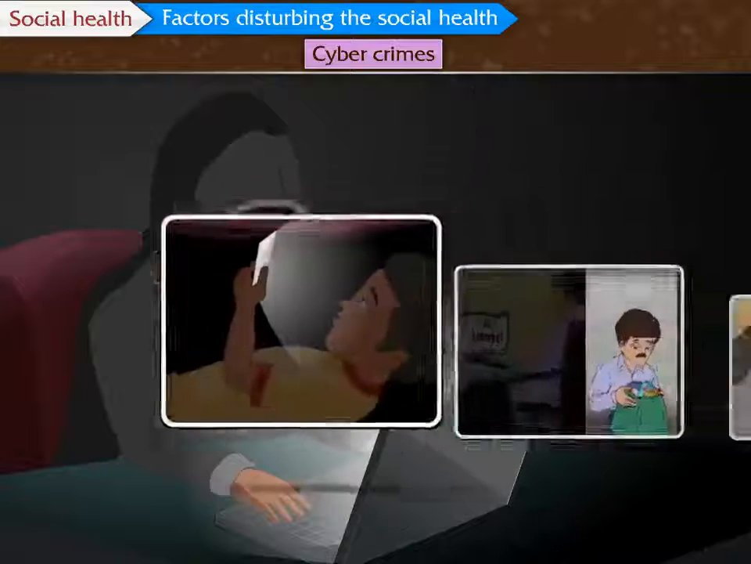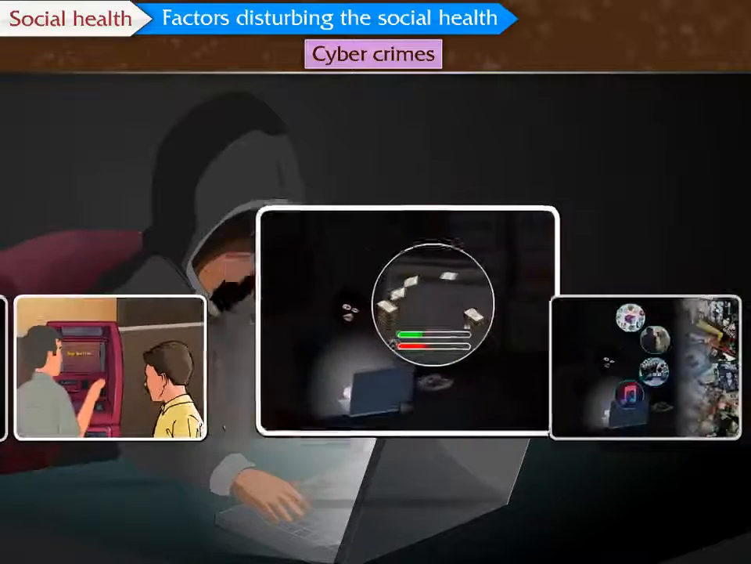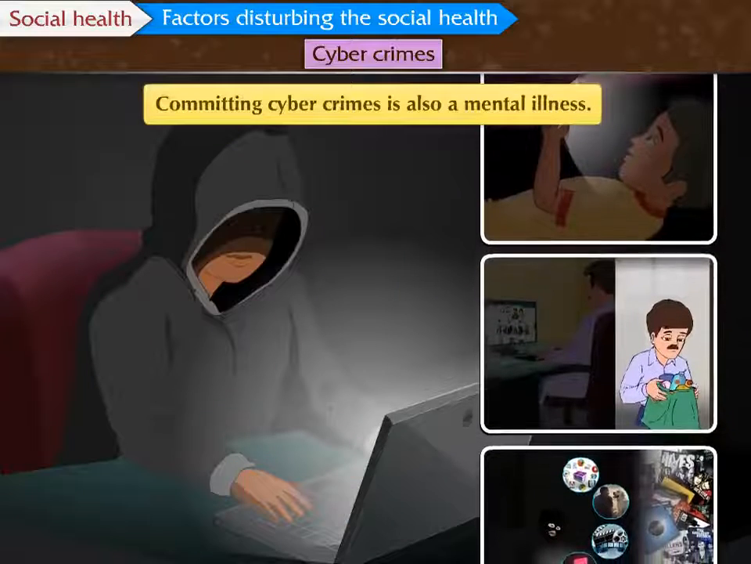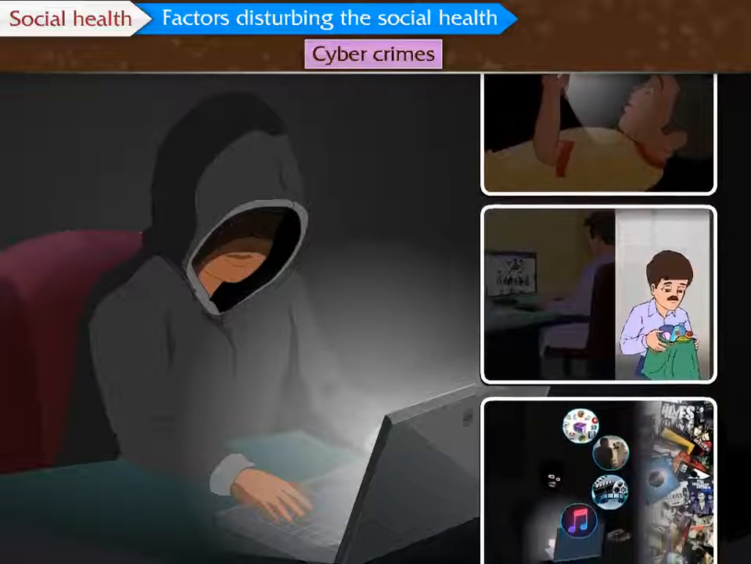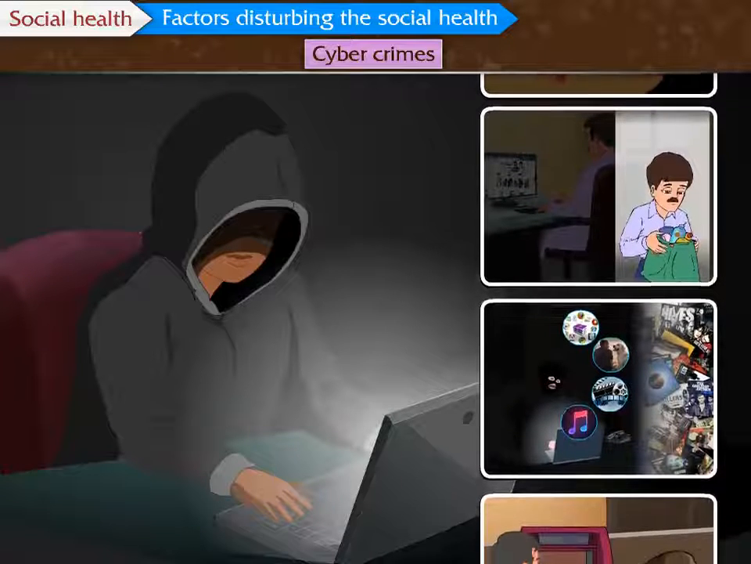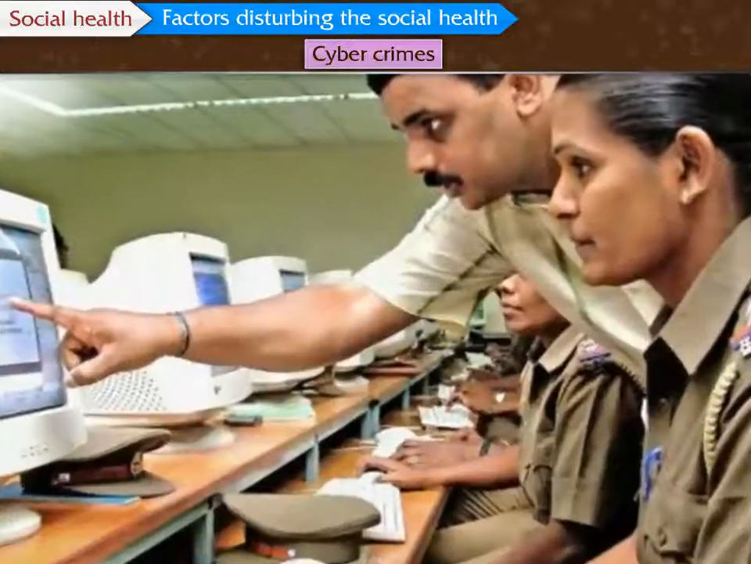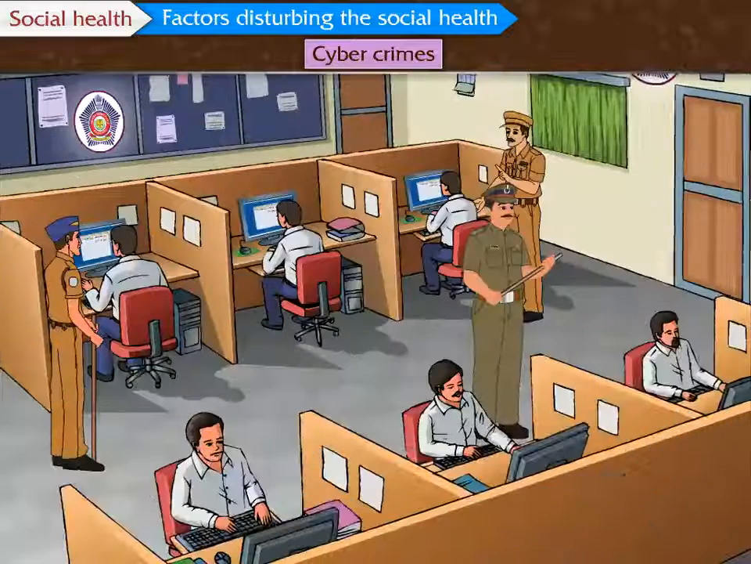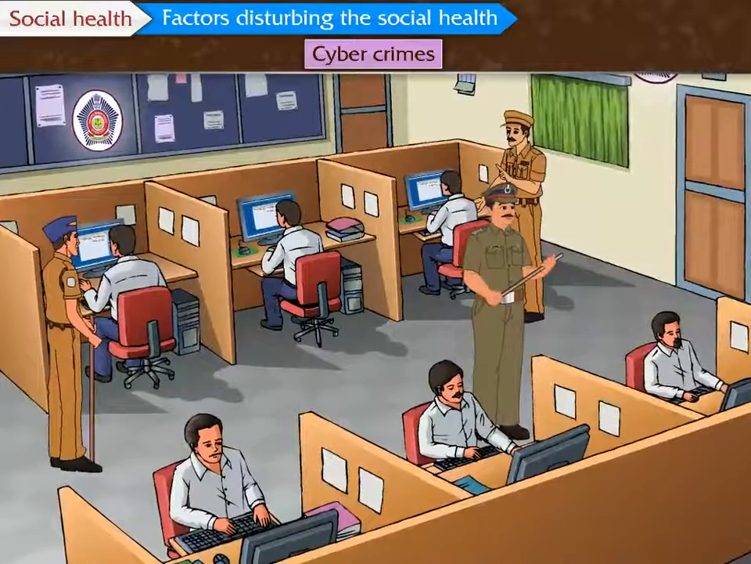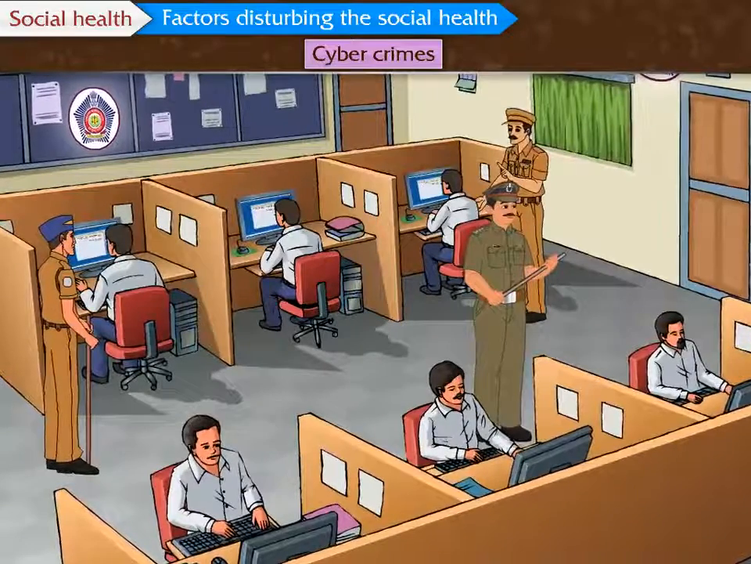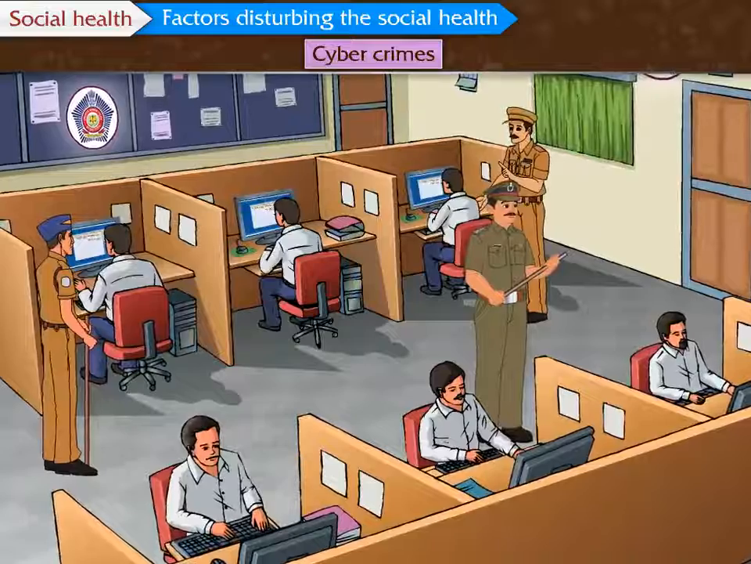All these incidences are examples of cyber crimes. Committing such crime is also a mental illness. Due to cyber crimes, victims suffer a lot of mental stress. To overcome all this, the police department has newly launched a cyber crime unit. The cyber crime experts collect details, investigate the cyber crime, and thereby find the criminal with the help of the internet.